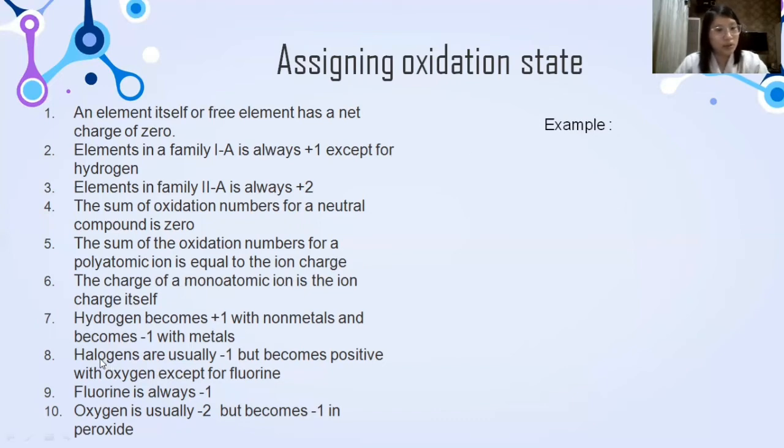Next, point 8 is halogens are usually -1 but become positive with oxygen, except for fluorine. Example is magnesium chloride. Chloride is a halogen, so it will have a charge of -1, which means magnesium will have a charge of +2.